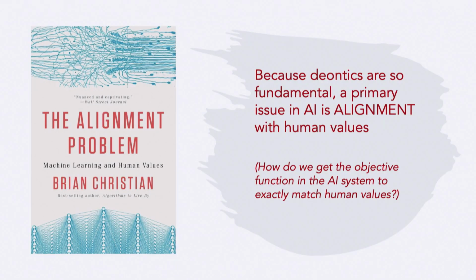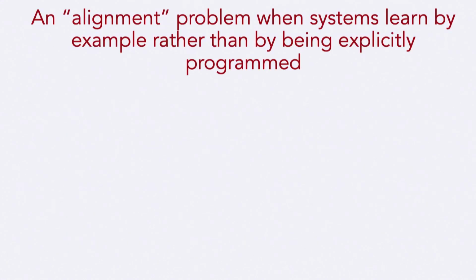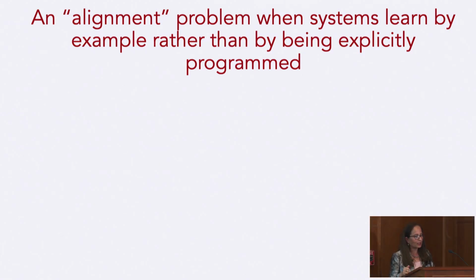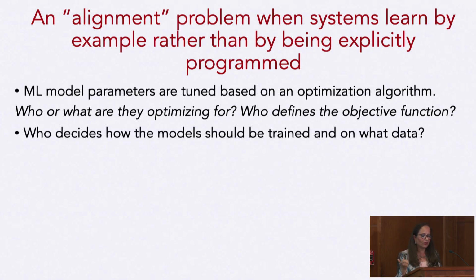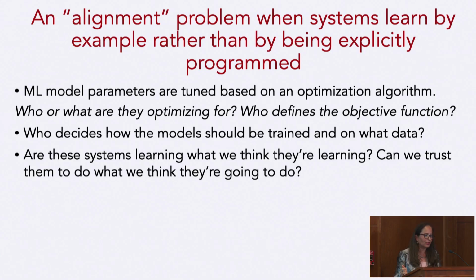This book by Brian Christian is a must-read. He says that there is an alignment problem when systems learn by example rather than by being explicitly programmed. For example, model parameters are tuned based on an optimization algorithm. Who or what are they optimizing for? Who defines that objective function? Who decides how the models should be trained and on what data? Are these systems learning what we think they're learning? Can we trust them to do what we think they're going to do?